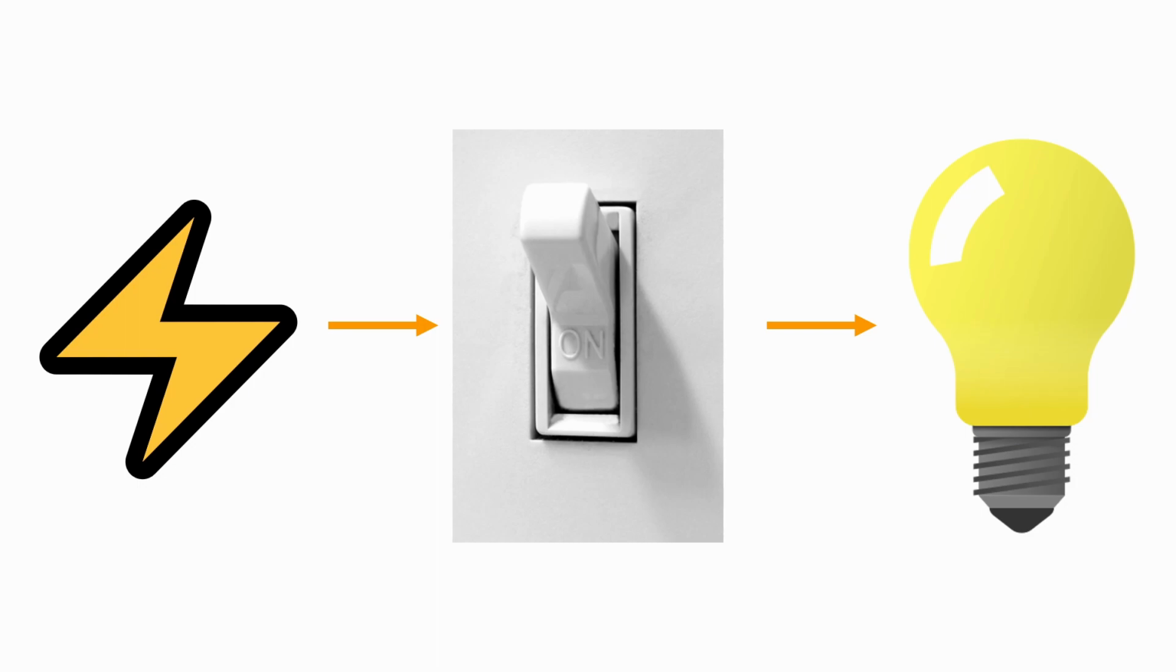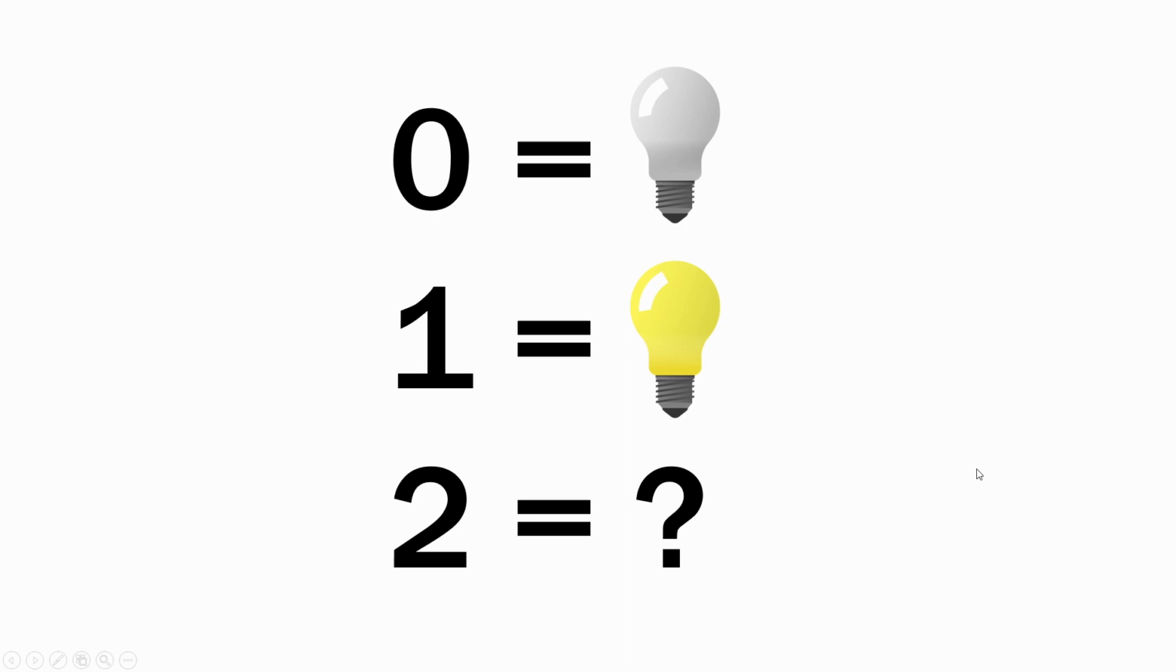So how can we use this to store data? Well, if we map our numbers to our light bulbs, right, we can say that 0 is our off state and 1 is our on state. So in this case, if the light bulb is off, we have a value of 0. If the light bulb is on, we have a value of 1.